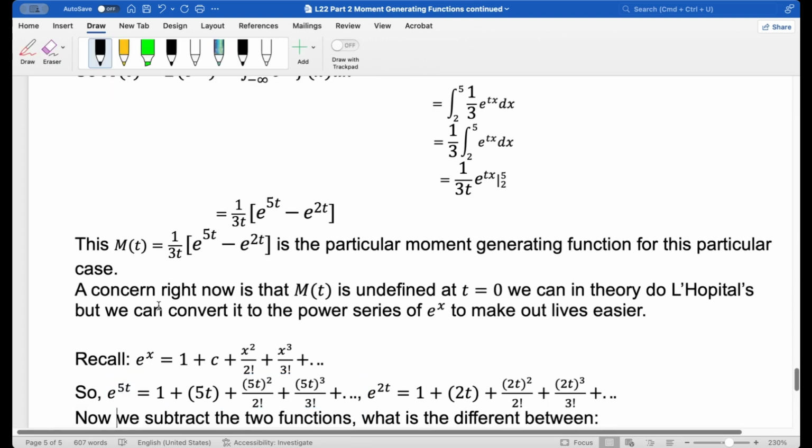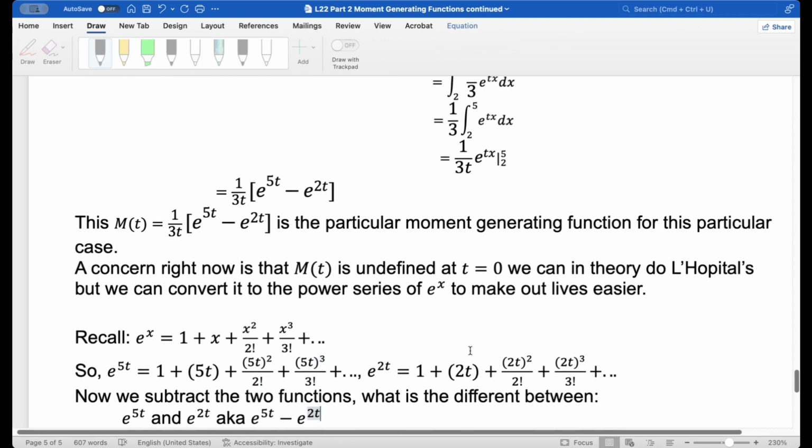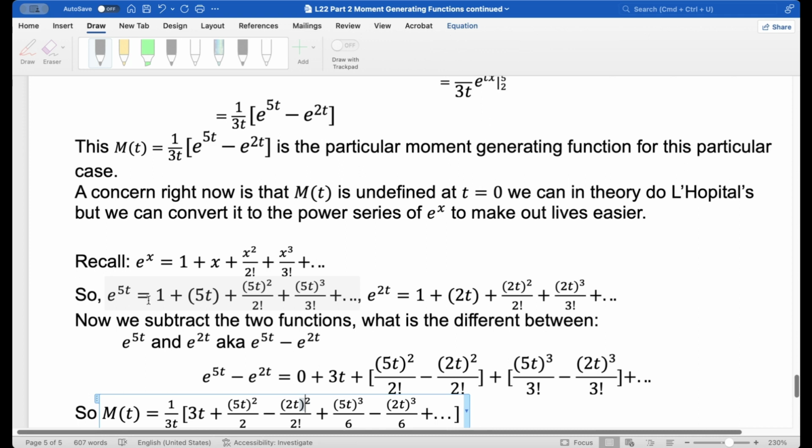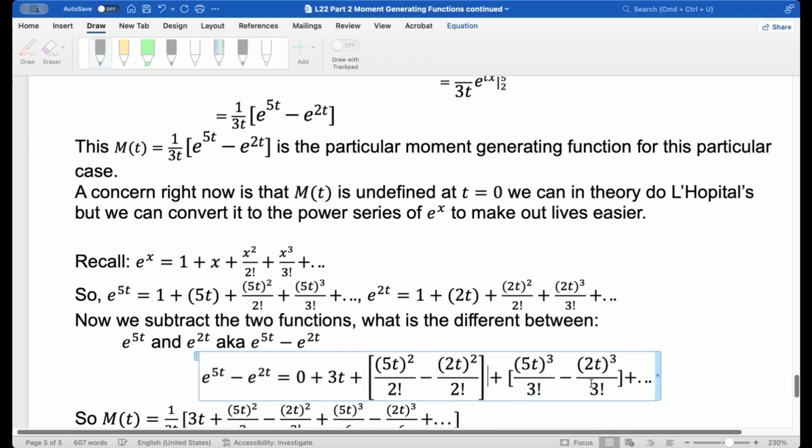So the power series for e to the x is 1 plus x plus x squared over 2 factorial plus x cubed over 3 factorial. So for e to the 5t, we're replacing each x with 5t. For e to the 2t, replacing each x with 2t, and then we're going to subtract them. Most importantly, the ones cancel out: 1 minus 1 is 0. 5t minus 2t is 3t. Then we have 5t quantity squared minus 2t squared, 5t cubed over 3 factorial minus 2t cubed over 3 factorial, and so on.